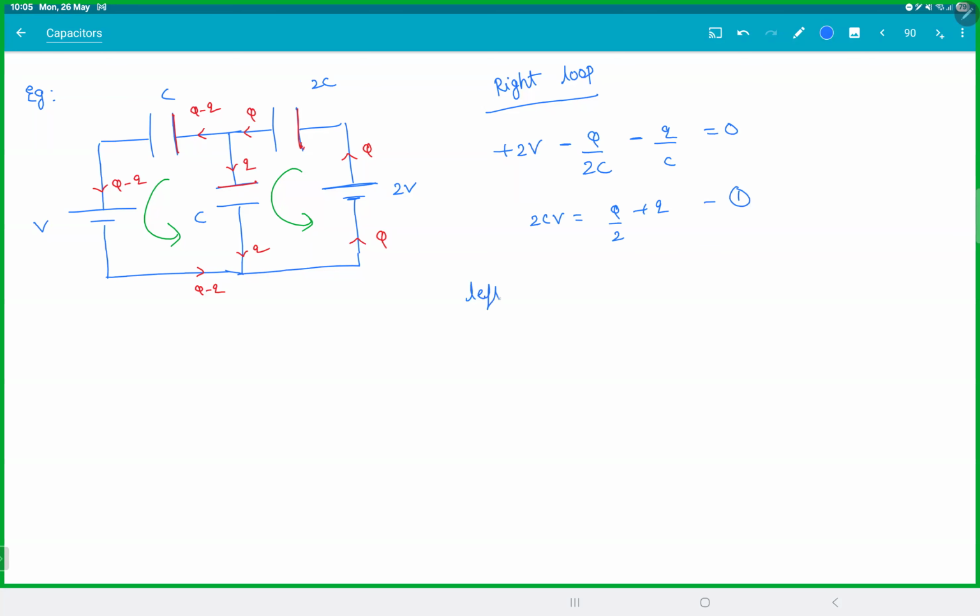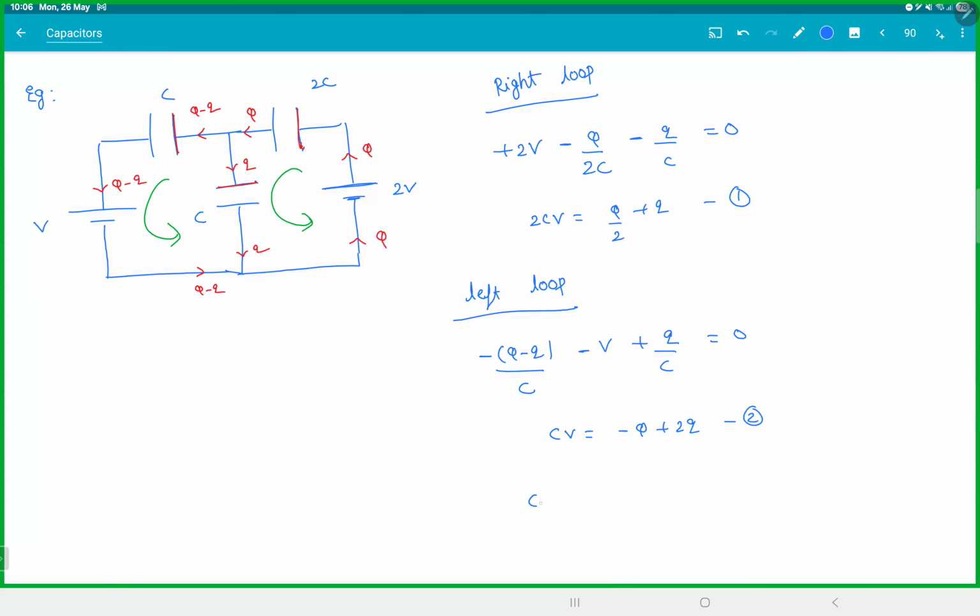Now do the same thing for the left loop. It doesn't matter where you start. If you start somewhere else, the same terms will come, they'll just get jumbled. I'll start from this point here, going anti-clockwise again. I'm going through the positive plate, Q minus q, so minus (Q minus q) by C. Then I'm going opposite to the battery, from plus to negative of the battery, so potential drops, minus V. Then I'm going here, look at this middle plate, from negative to positive plate, plus Q by C equal to 0. So CV is equal to minus Q plus 2q.